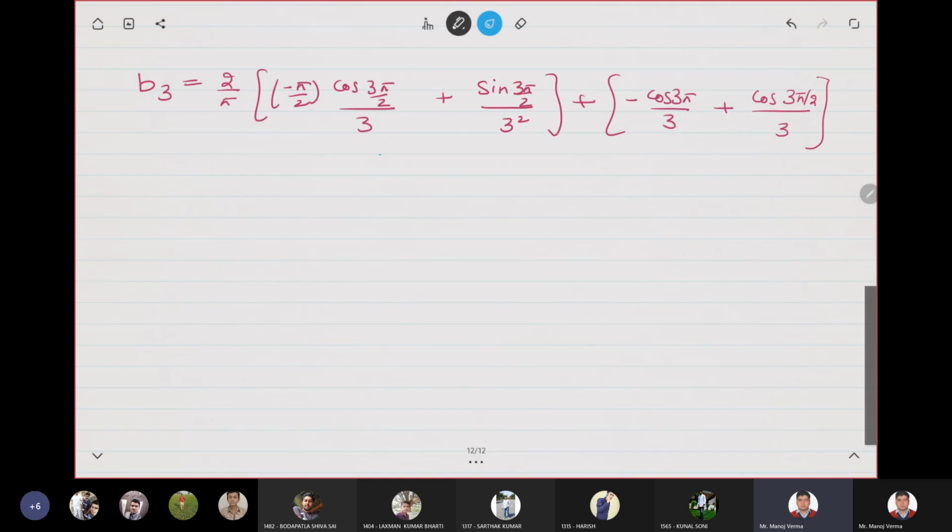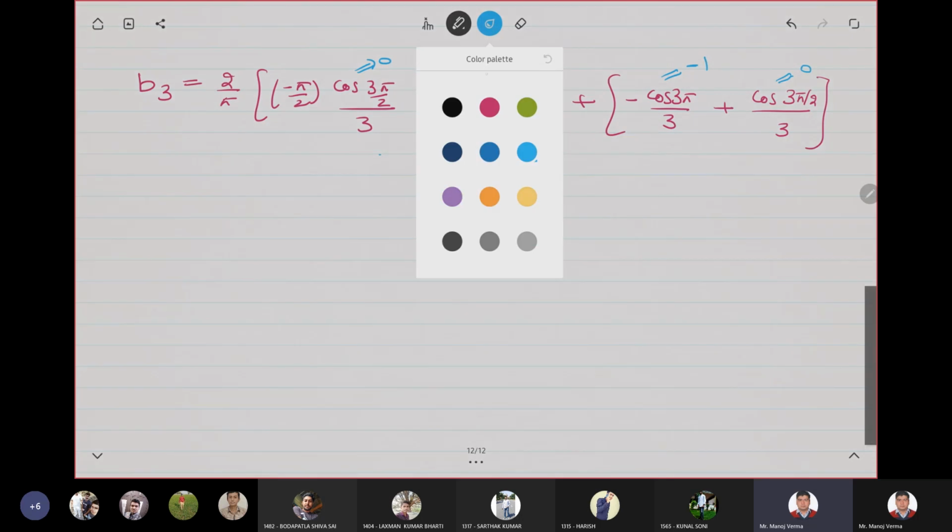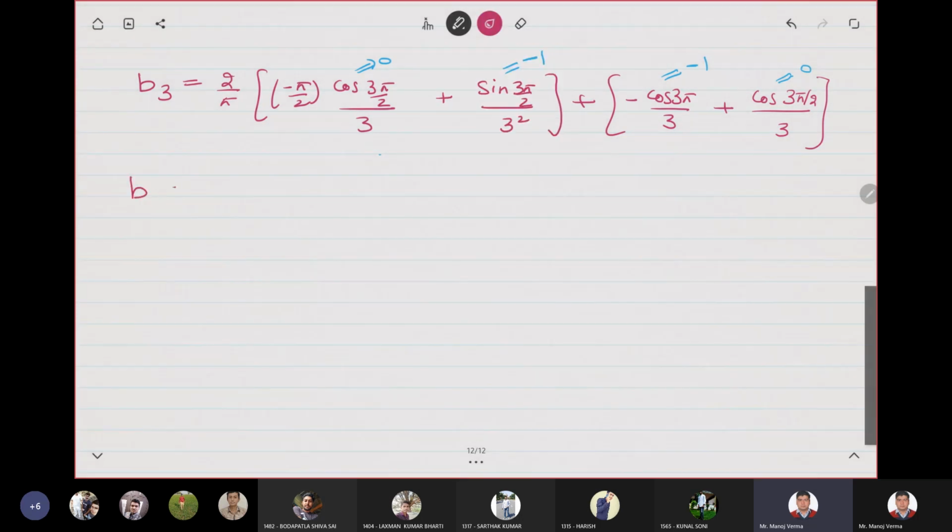Okay, so cos 3 pi by 2 will become 0 now. Sin 3 pi by 2 will become minus 1, since it is going in the third quadrant. Cos 3 pi will become minus 1, and cos 3 pi by 2 will become 0. These values you have to insert so that this b3 will be simplified. 2 by pi, this whole term is going to be 0, and this will become minus 1.